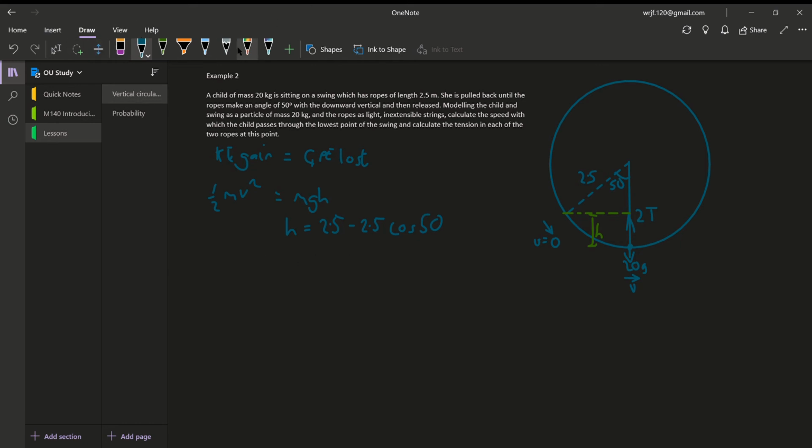So let's see if we can make some progress with this. The mass is going to cancel out in this equation. We'll multiply both sides by 2, as we often do. That's going to leave us with v squared being equal to 2g, and now instead of our h, we can have, and we can factorize that if we want to, 2.5 brackets 1 minus cos 50. Or 5g brackets 1 minus cos 50 if you prefer.